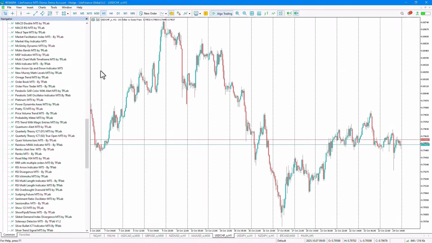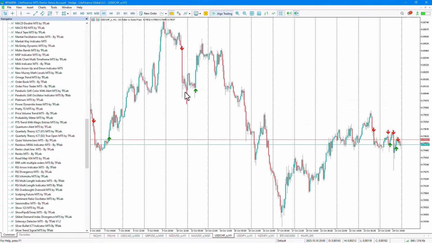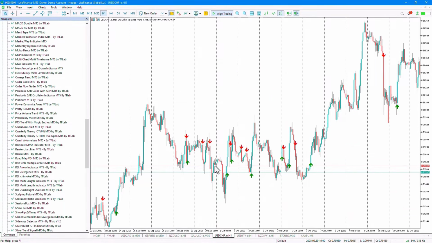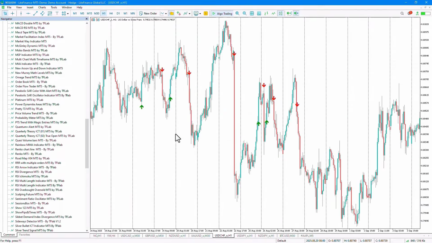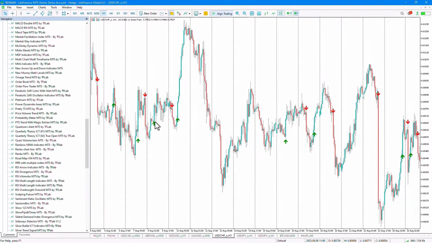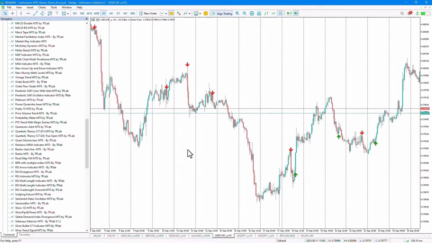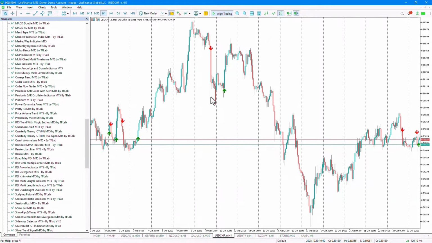From the Navigator section, we select the indicator file, and by dragging it onto the chart, we run the indicator. Once the indicator is running on the chart, it will start issuing buy signals and sell signals. The MVA indicator is a unique and practical tool for getting buy and sell signals based on candles crossing and closing above or below two moving average lines.